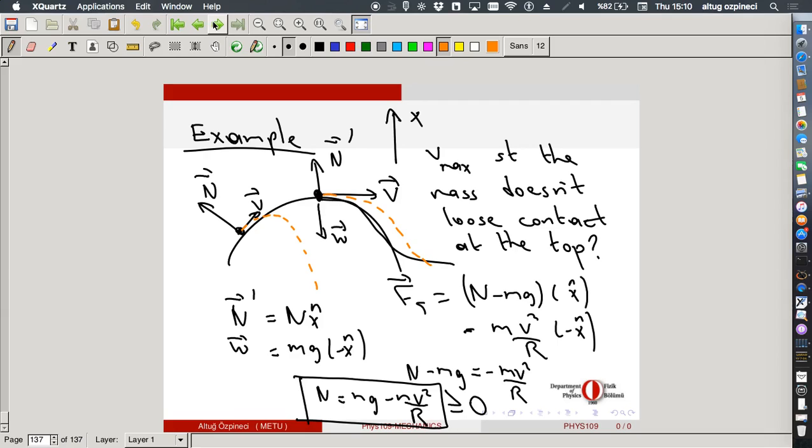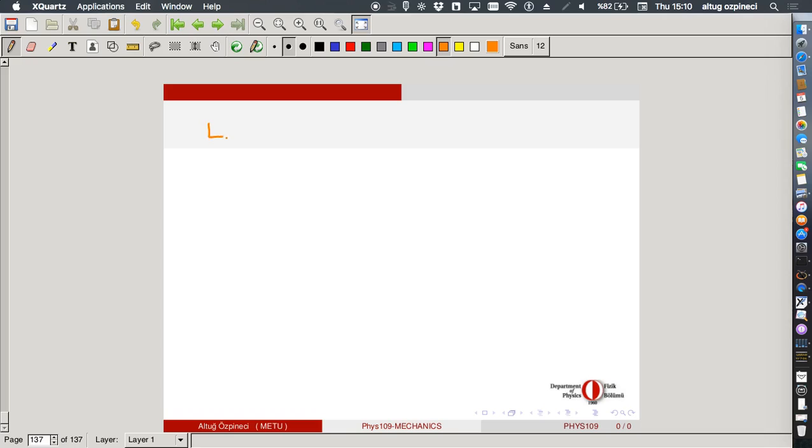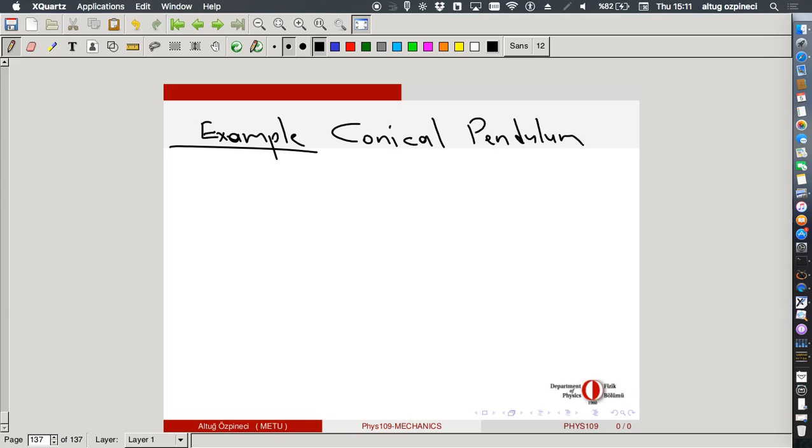Okay, let's look at another example. It is called the conical pendulum. Some of you are asking what happens if there's gravity. So that's basically what we will be studying now. So we have this object.